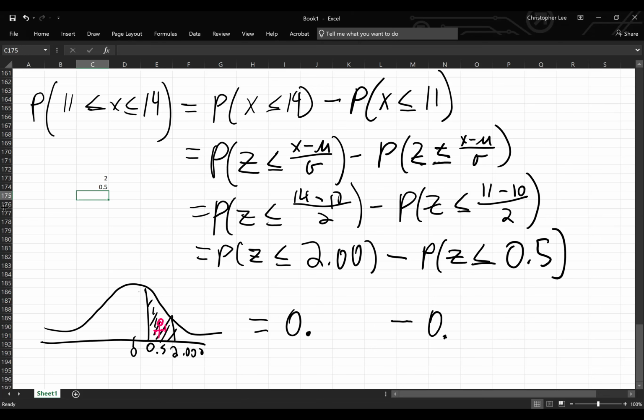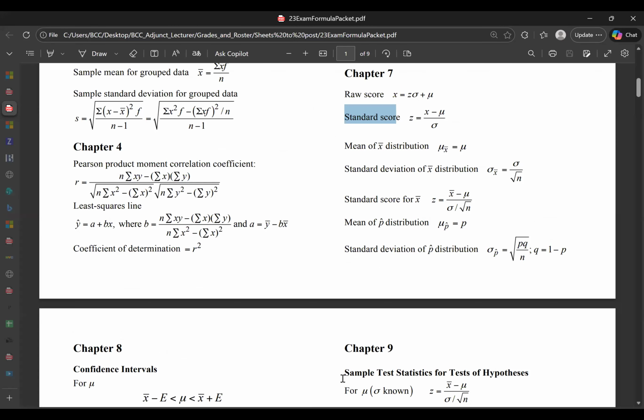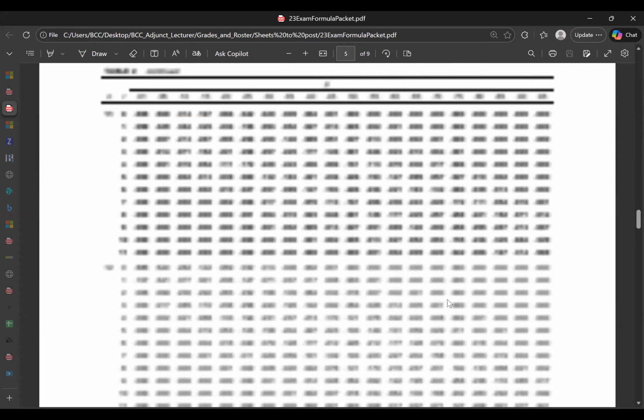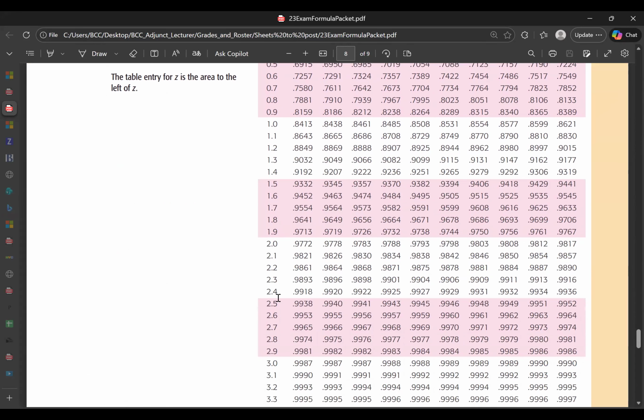All right, let's look at 2.0. You couldn't find 2.0? 2.0 with the zero is 97.72. The big one, minus the small one.